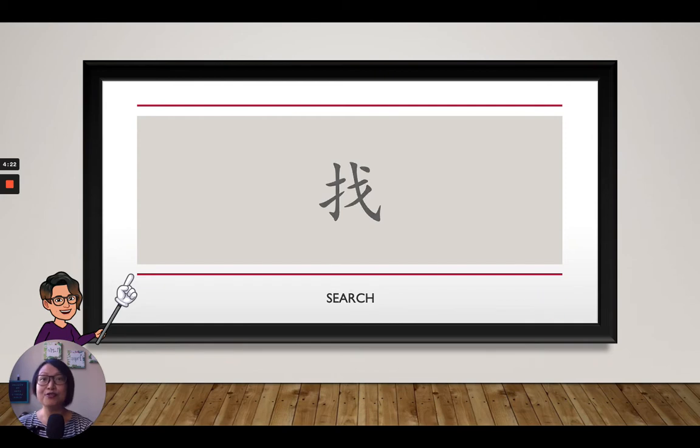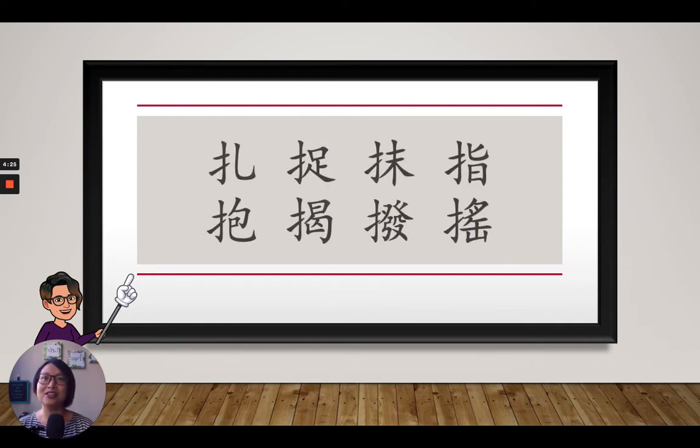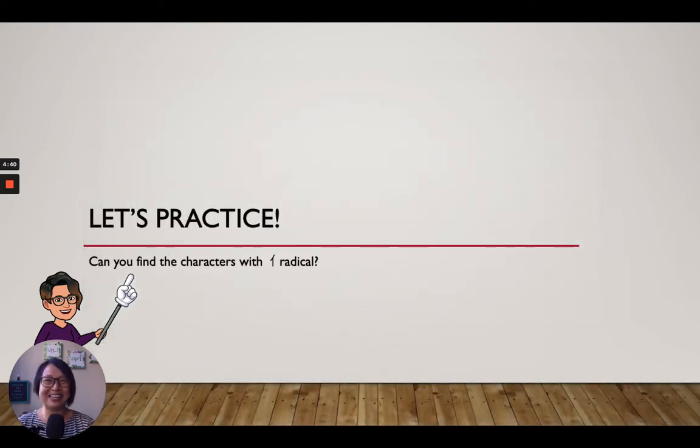So here are a few more words with the radical 剔手邊. How many of them do you know? And all of these words are related to actions, mostly with the hands. Now let's get to practice. I have a few Chinese sentences with a few words with this radical 剔手邊. Let's see if you can find it.